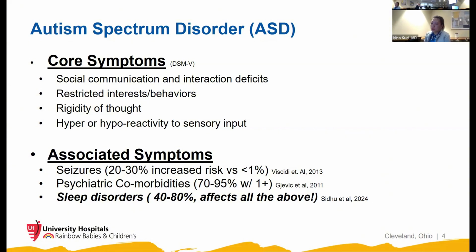In terms of sleep disorders, as we all know, typically developing people also have sleep disorders. But in terms of the prevalence, those with autism have about double the amount of prevalence, so 40 to 80% as compared to about 25 to 40% of the general population for typically developing children. And as we all know, sleep disorders and poor sleep quality affect all of the above as well.